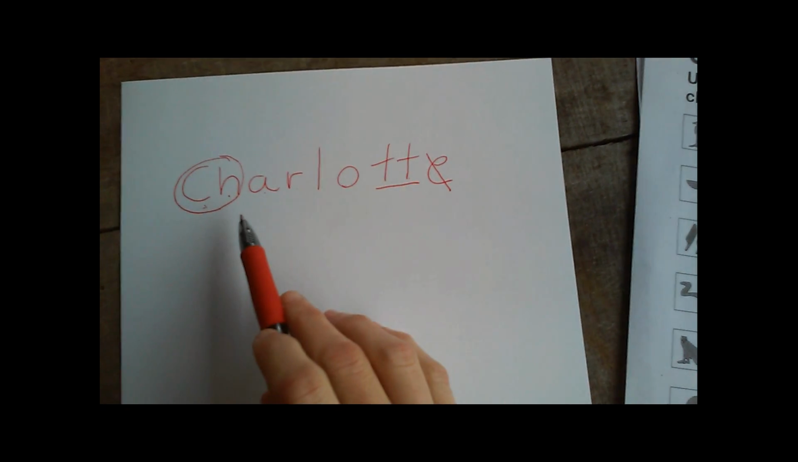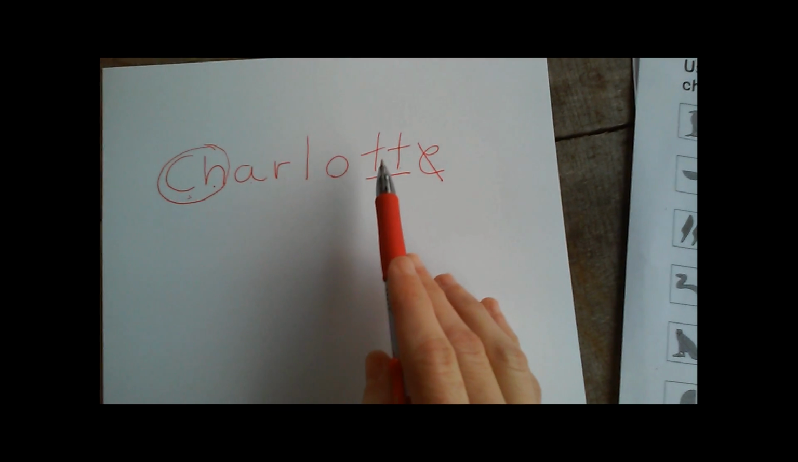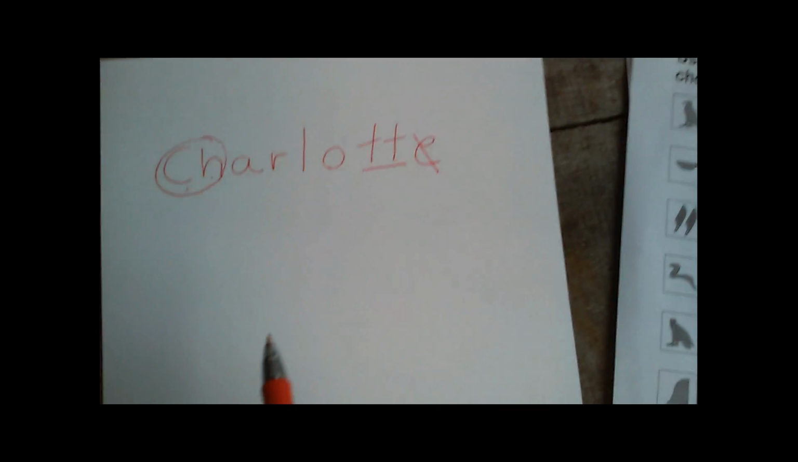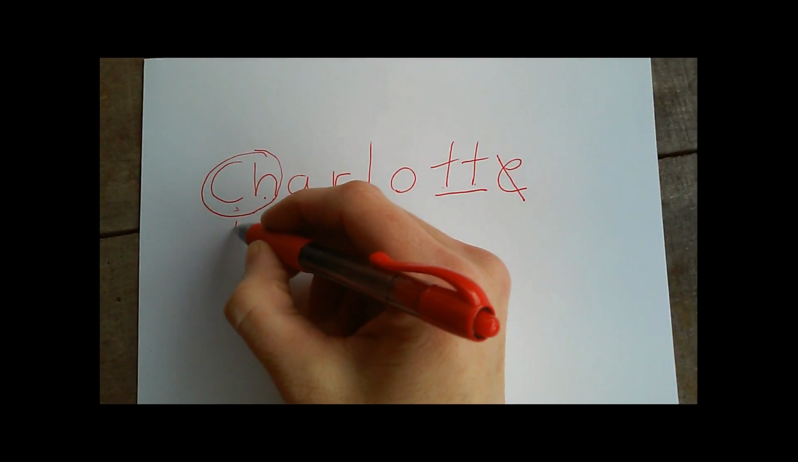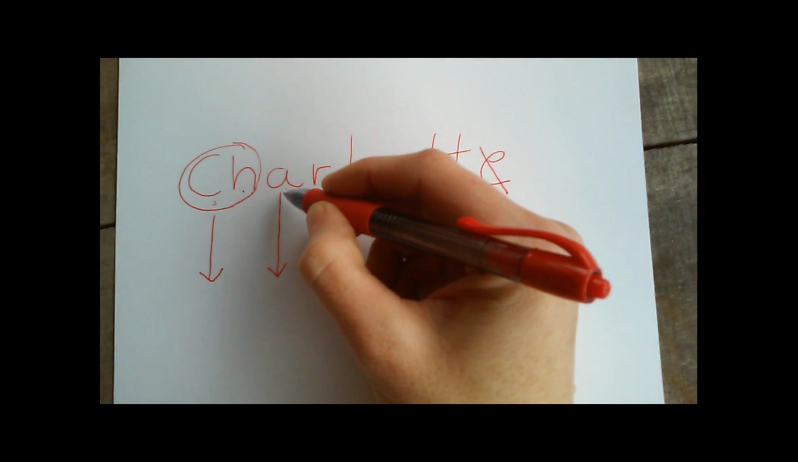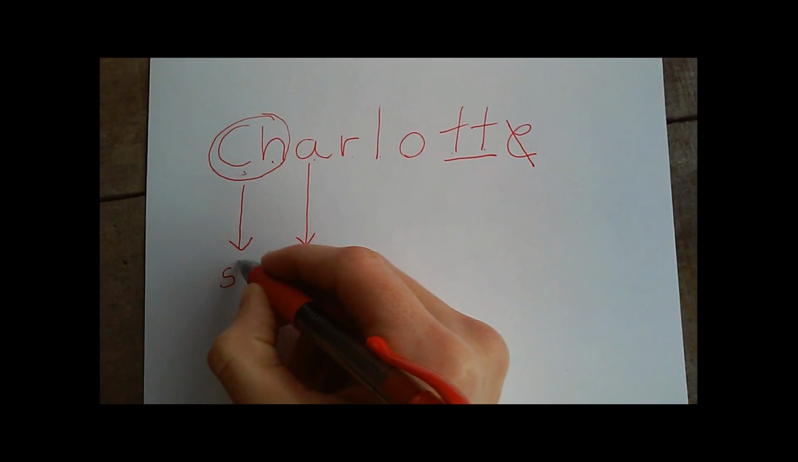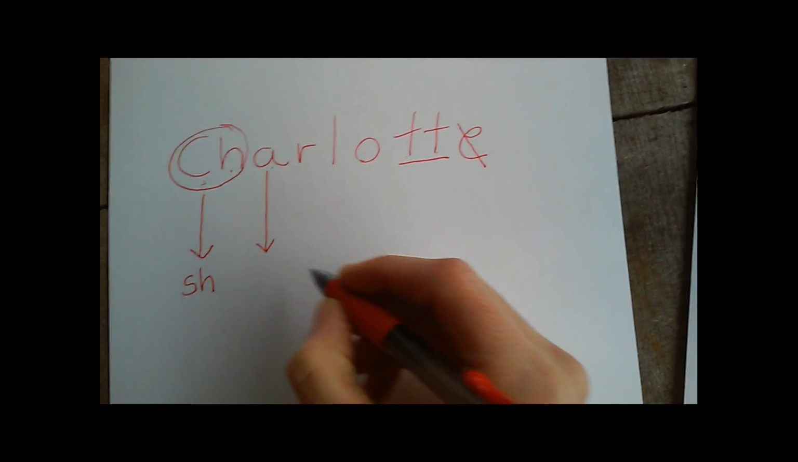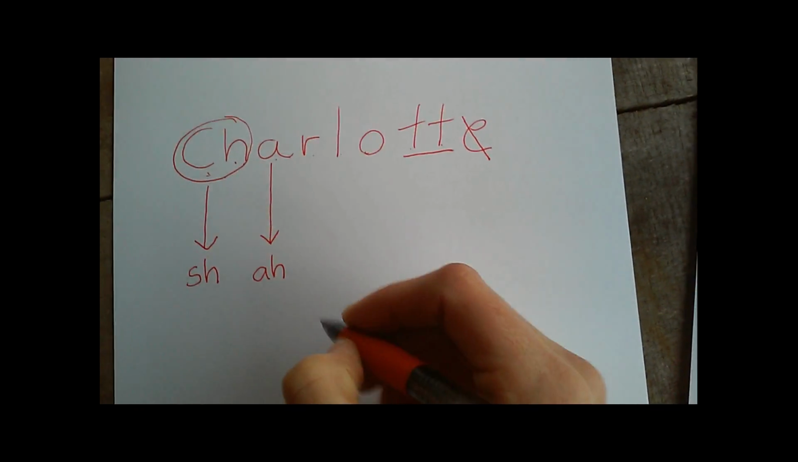Okay, Charlotte. That's just one sound. We don't say Charlotte, Charlotte. We just say Charlotte. So there's one sound for that. So those are together. So now we're ready to start writing down the sounds. So next we're going to draw some arrows down. Sh, ah. Okay, so let's write this. So we have a sh sound, right? And then ah, that's an ah, okay.